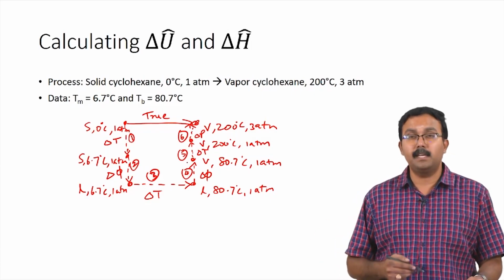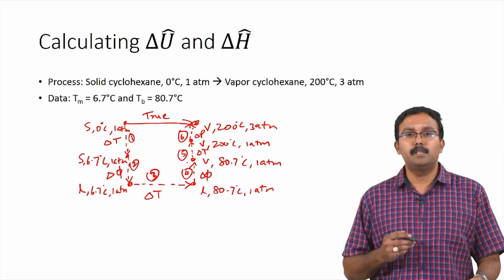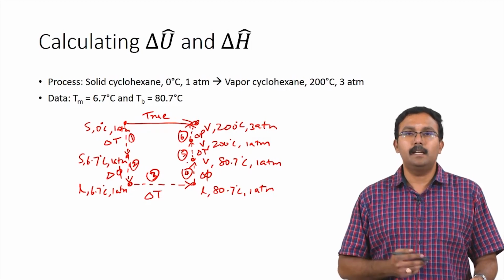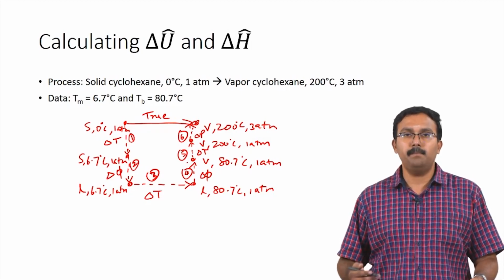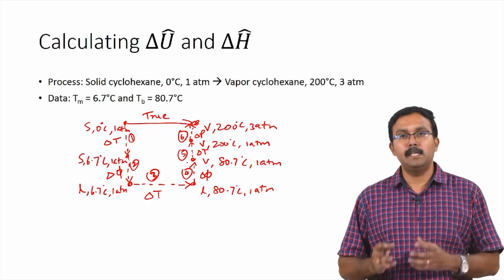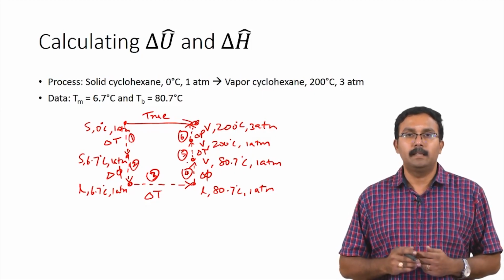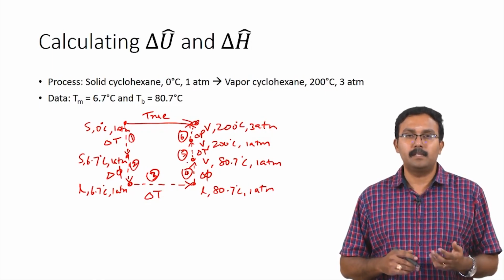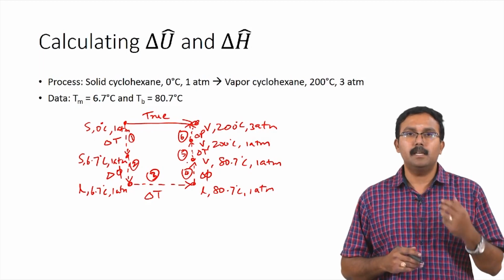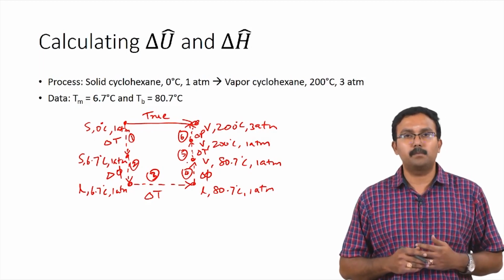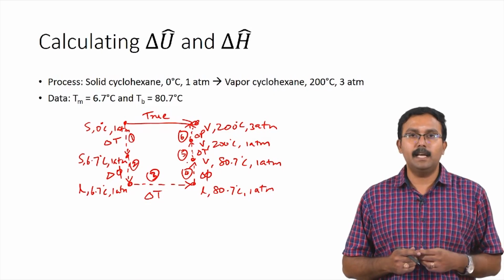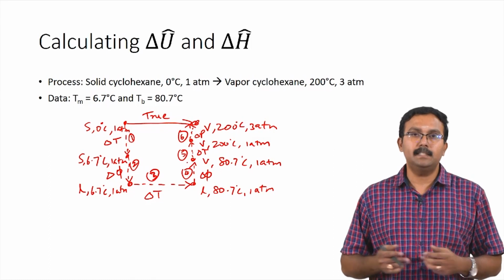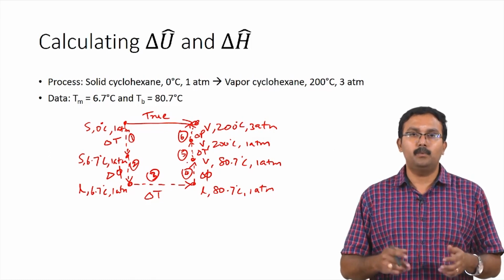The step after that, the fifth step, is a change in temperature, which is heating from 80 degrees Celsius to 200 degrees Celsius. Here you can calculate enthalpy as integral Cp dT, using the Cp of cyclohexane vapor. And the last step is a change in pressure, from 1 atmosphere to 3 atmospheres. If you were to assume ideal gas behavior, this change in pressure would not cause any change in enthalpy or internal energy. So that would be 0.